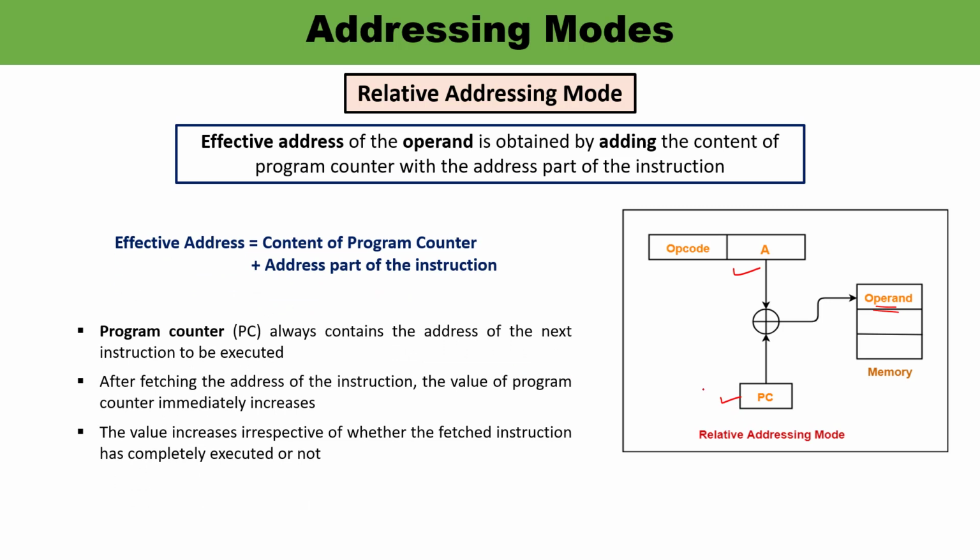You are aware of the program counter. The program counter always contains the address of the next instruction which is to be executed. And after fetching the instruction, the program counter value gets increased, and the value increases irrespective of whether the fetched instruction has completely executed or not. It means the program counter is pointing to a particular value; when that instruction is being executed, the program counter will change its value for the next instruction.